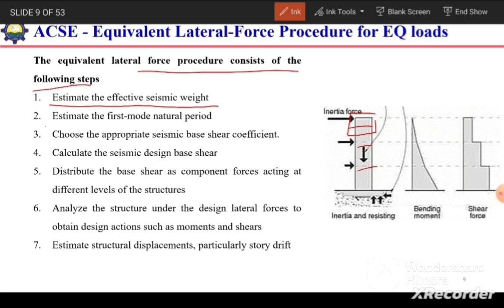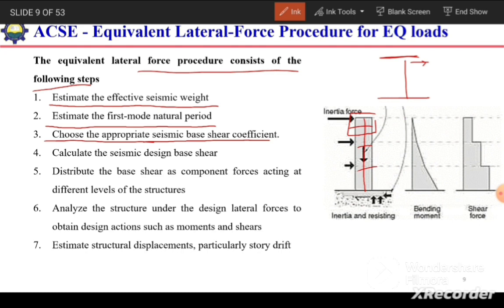And the second step is to estimate the first mode natural period of the building. So the period of vibration of the building for only the first mode, meaning if we displace the building in this direction and then release, in how much time it will complete one revolution. And choose the approximate seismic base shear coefficient. After that we need to select some seismic base shear coefficient based on the site condition, based on the type of the building, and based on the ground acceleration.